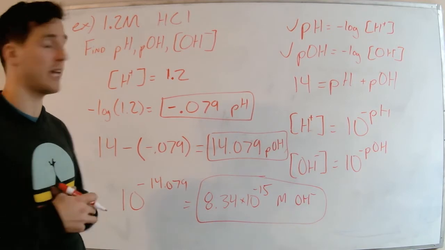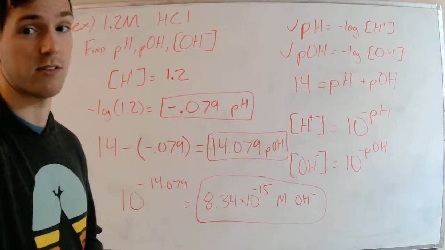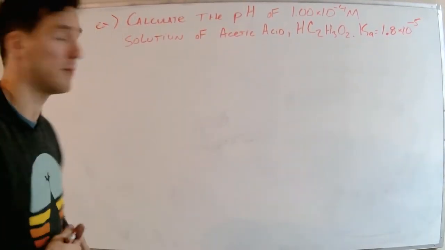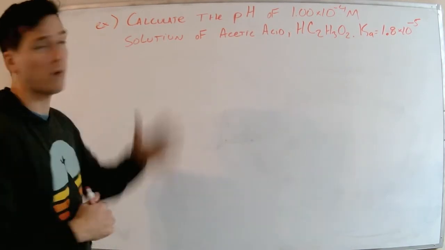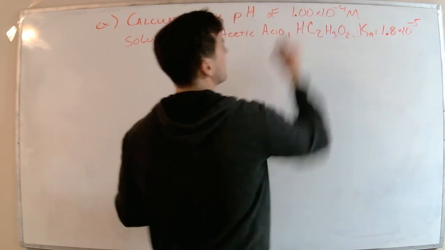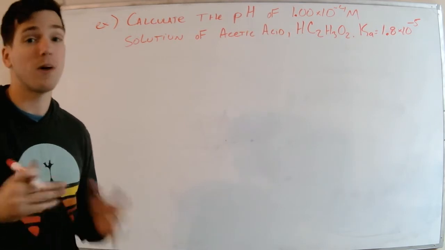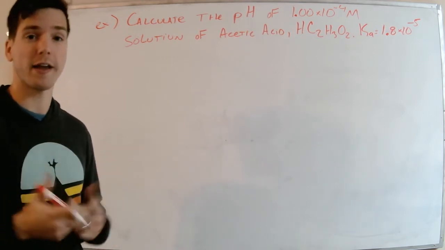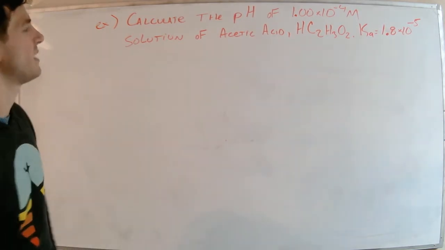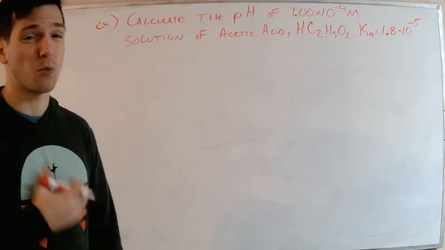Now let's go ahead and step it up a notch and see what happens if I don't have a strong acid or a strong base. Alright everyone, so I have a problem here. It says calculate the pH of a 1 times 10 to the negative 4th molar solution of acetic acid with a Ka of 1.8 times 10 to the negative 5th. So it wants pH. If this is a strong acid, I could just take the negative log of H+ and get pH. But here is the problem. This is not a strong acid. This is a weak acid.